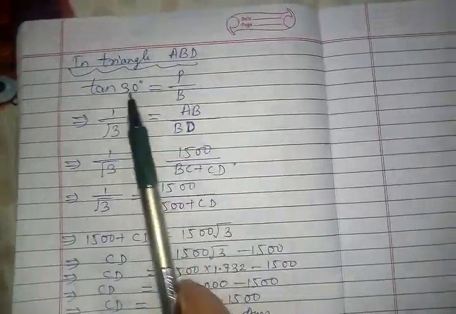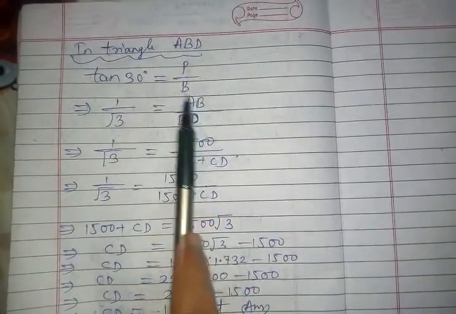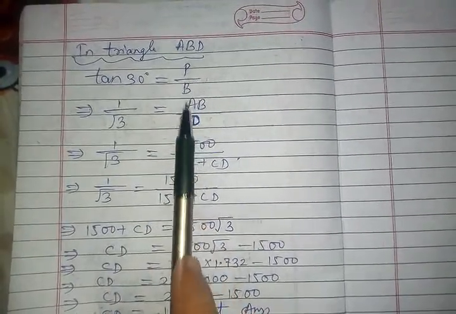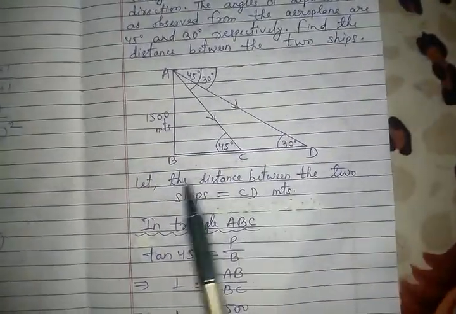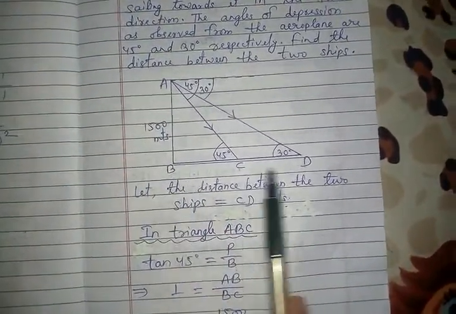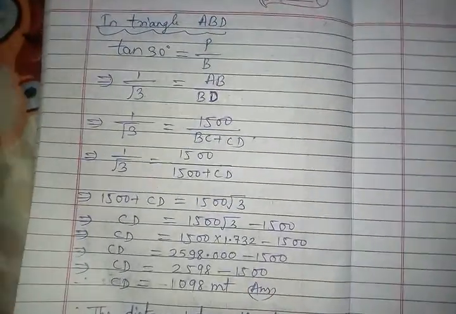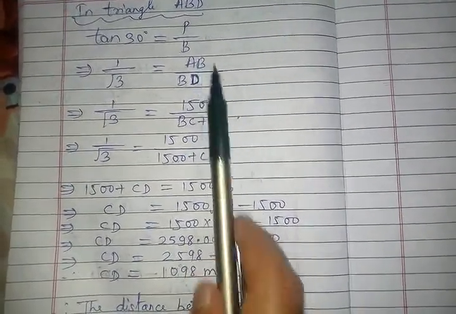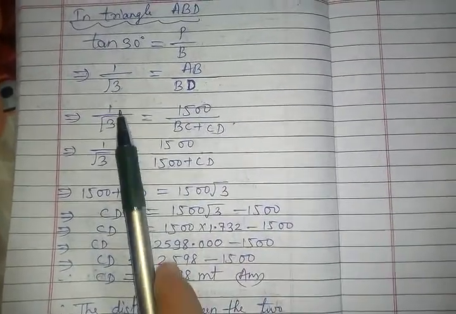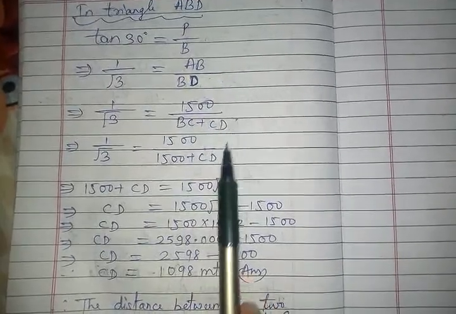You can see in the next page I have done the same. In triangle ABD, tan 30 degree is my acute angle, perpendicular by base. Tan 30 is 1 by root 3, as perpendicular is AB and base is BD. You can check, base is BD and perpendicular is AB. But BD also can be written as BC plus CD. Same thing I have done here. First I wrote BD, in the next step I wrote BC plus CD. Rest, AB is 1500 meter. So 1 by root 3 equals 1500 by BC, which is 1500, plus CD, which is unknown to us.